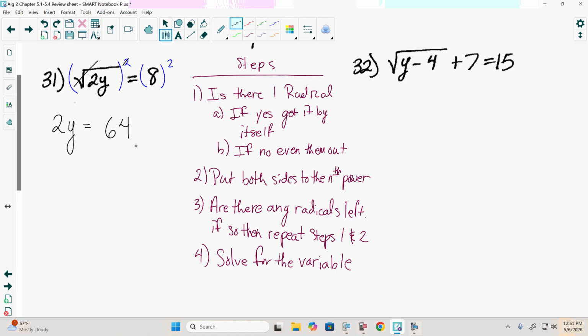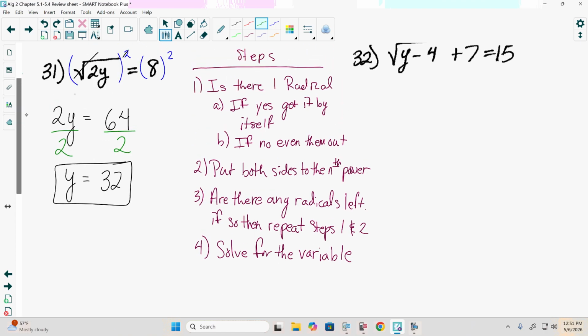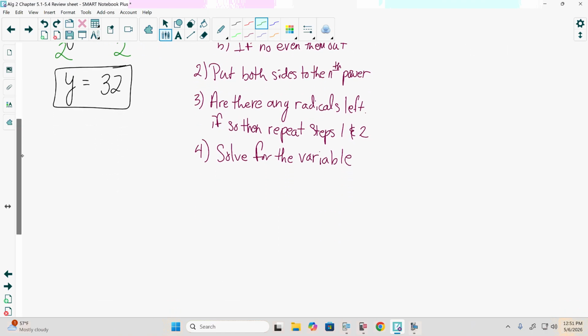Step 3, are there any radicals left? No, so we don't have to worry about step 3 at all. We can go to step 4, solve for the variable. Since we just have y, we don't have y squared, we don't have y to a power, we just need to get it by itself. So we're going to divide both sides by 2. 2y divided by 2 is y. 64 divided by 2 is 32. So we're saying y is equal to 32.